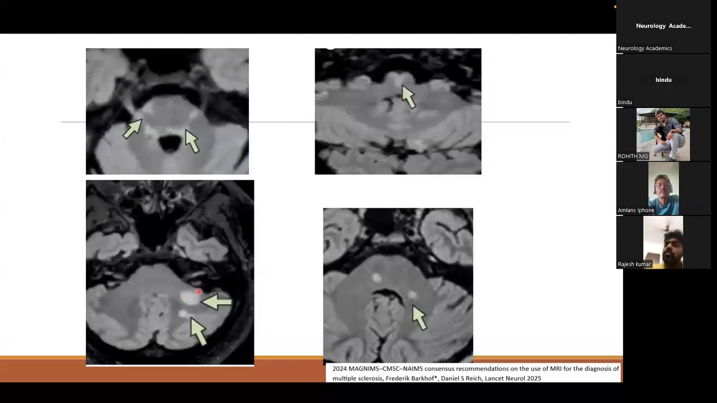And here we can see in MS, it will be a more well-defined, sharply demarcated lesion compared to other demyelinating diseases like MOGAD and NMOSD, in which this middle cerebellar peduncle can be involved in all the three diseases. And the lesions can also be seen in the cerebellum. So here we can see inside the pons well-demarcated intrapontine lesions, which is seen in MS.